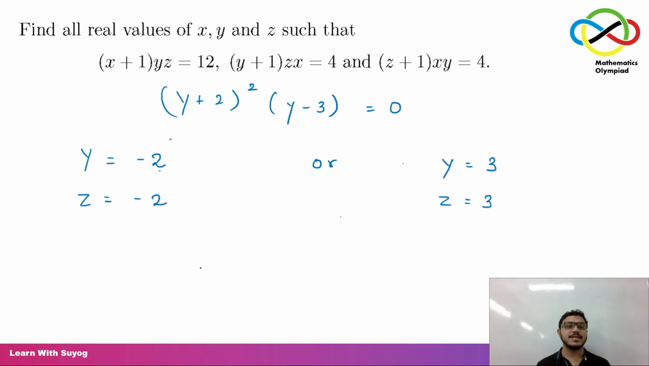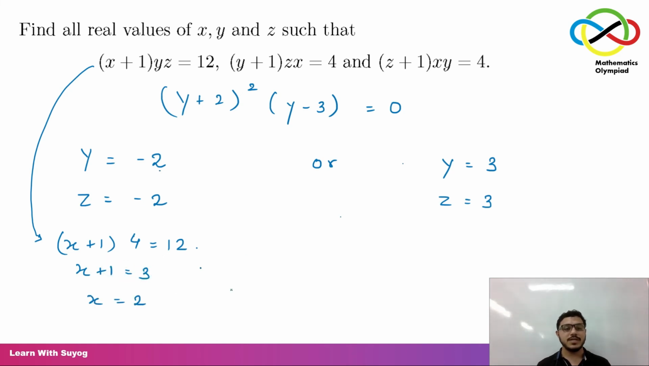And if y and z are equal to minus 2 and minus 2, we can use this equation to solve it. So we can write x plus 1 times 4 to be equal to 12. So it would be equal to x plus 1 into 3. So x is equal to 2. So one set of solutions for x, y and z that we are getting is 2, comma minus 2, comma minus 2. And if we put y and z to be 3 and 3, let's see what we'll get.